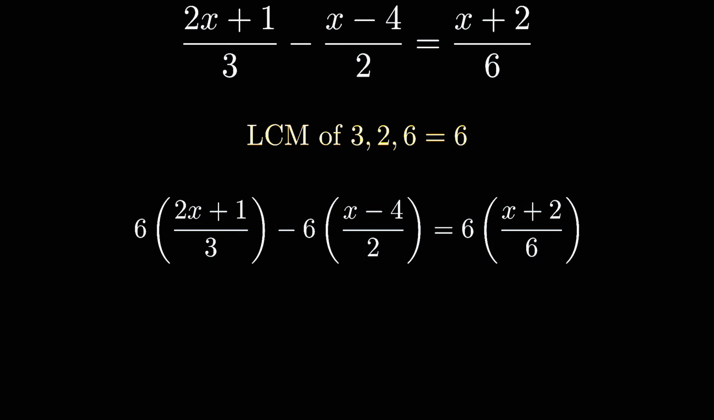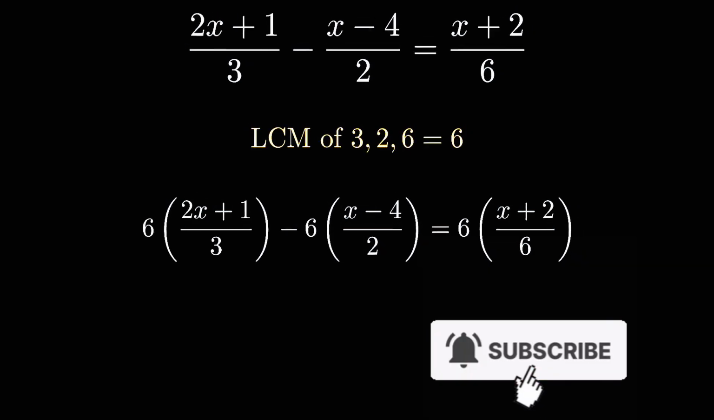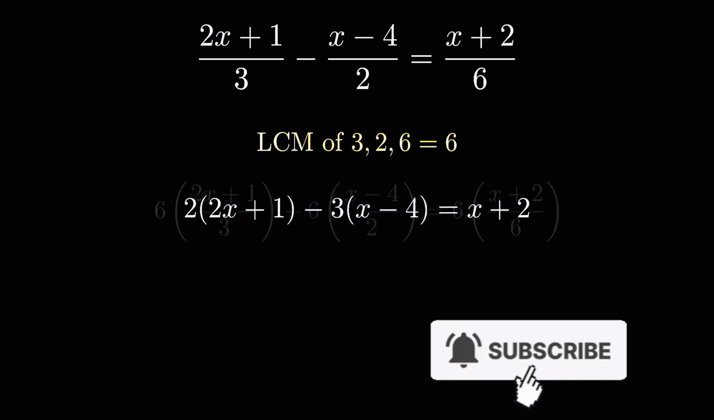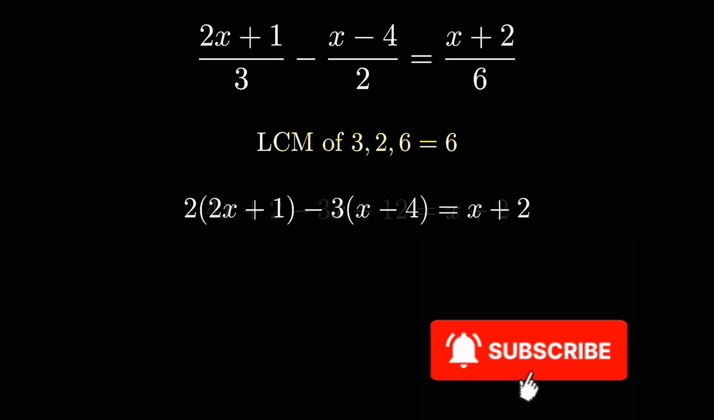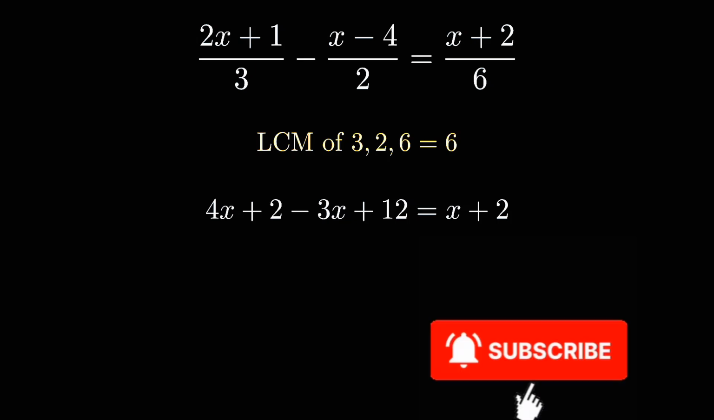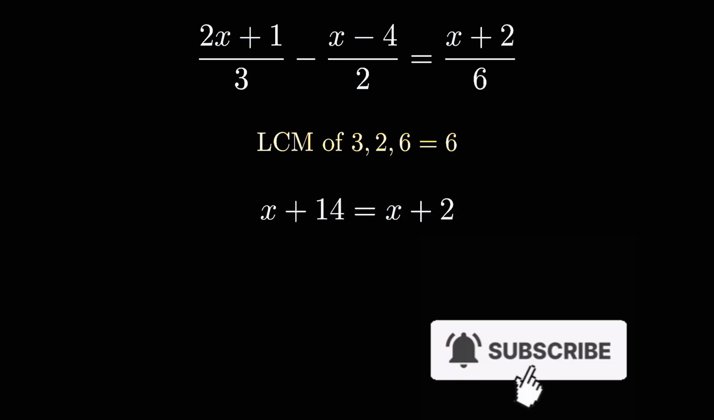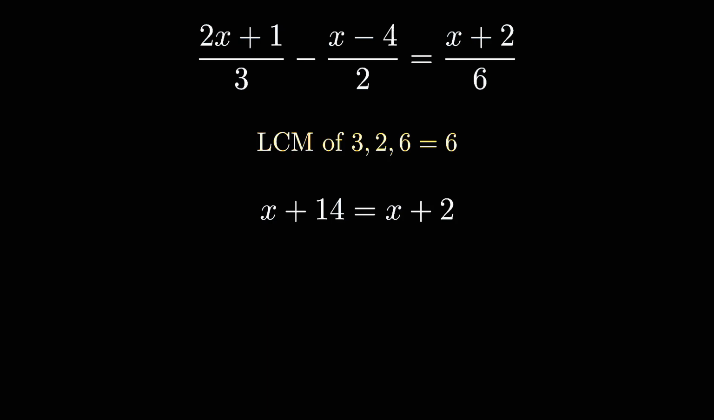We get 2 times (2x plus 1) minus 3 times (x minus 4) equals x plus 2. Next, expand all brackets. This becomes 4x plus 2 minus 3x plus 12 equals x plus 2. Now combine like terms. We simplify to x plus 14 equals x plus 2.